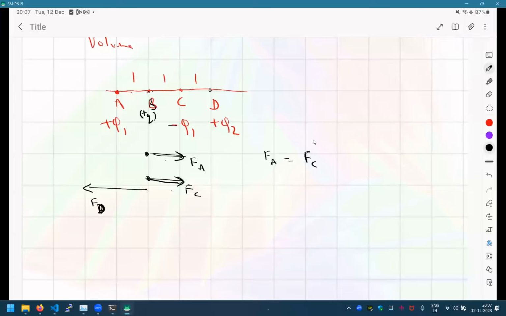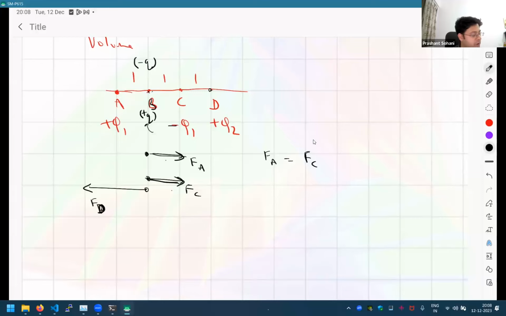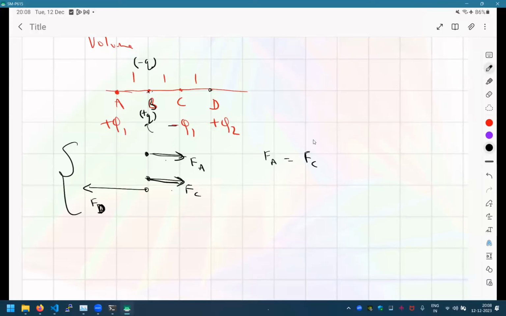Sir, is it given that B is positive? No, we are just taking a small charge over here and calling it plus Q. If instead of plus Q you take minus Q, what will happen? All the vectors will flip in direction, but the sum total will remain 0. So whether you take plus Q or minus Q does not matter. In fact, that small q is going to cancel out when we equate the forces.